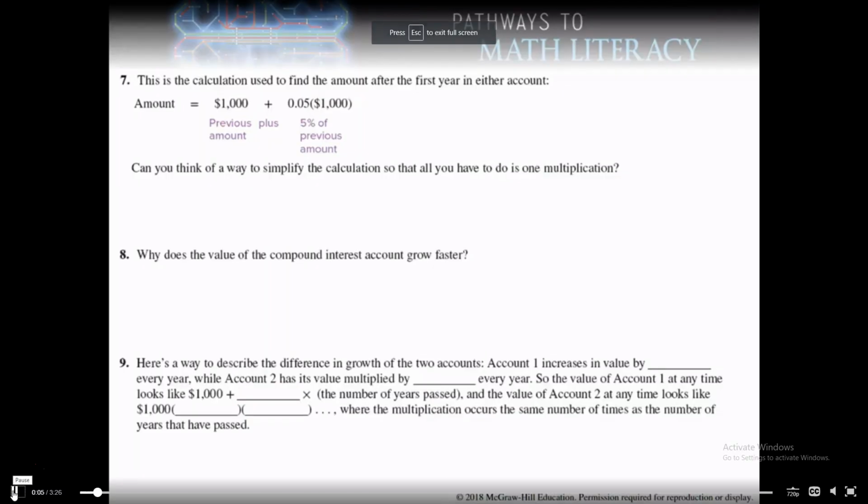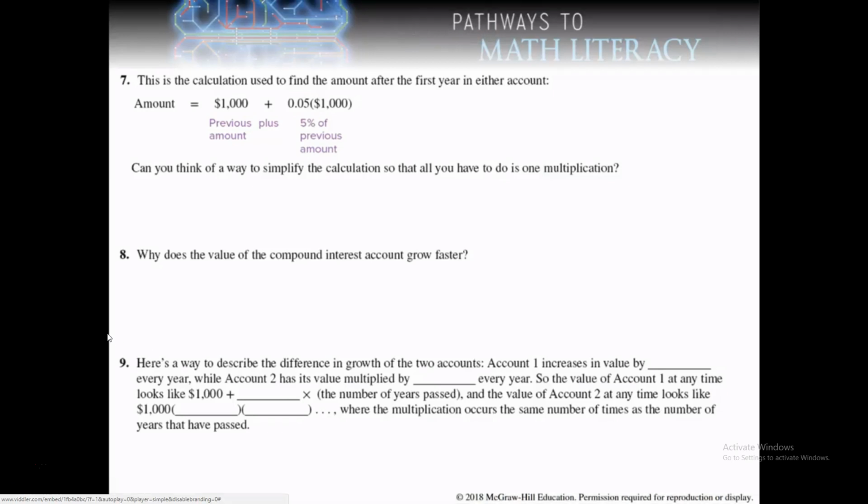In 7, this is the calculation used to find the amount after the first year for both of the accounts that we've been talking about. We started with $1,000 and we were earning 5% interest. So we found 0.05 times 1,000 to find the interest, and then we added it on to the $1,000 that was already in the account to get the new amount.